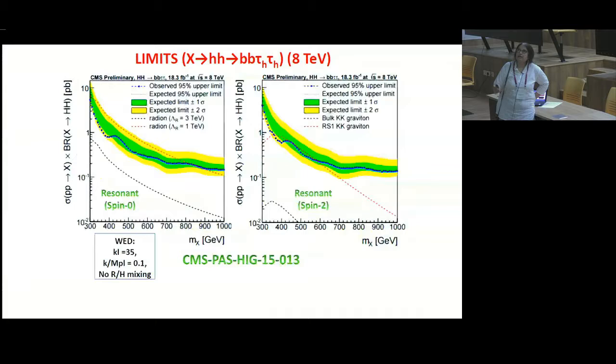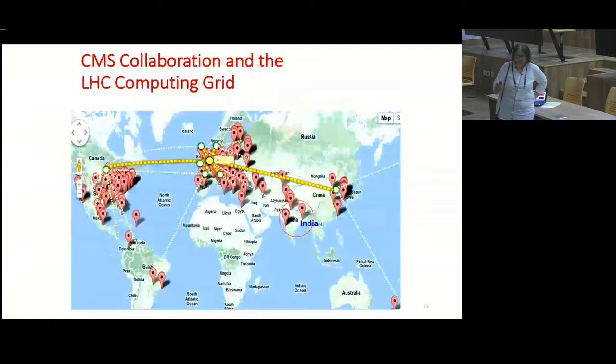This is the limit of mass versus cross section, since we did not find any signal. And here are the two limit plots for the two resonant cases, spin 0 and spin 2, done in the same way. This is the mass of the resonance, and this is the production cross section times branching fraction. Okay, so I will end my talk. My time is also up.